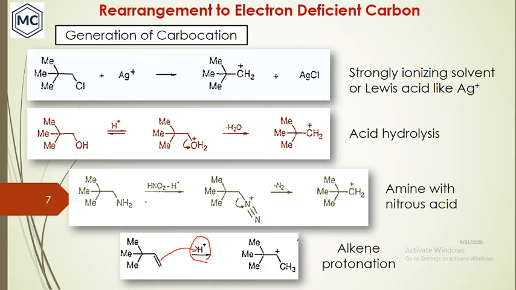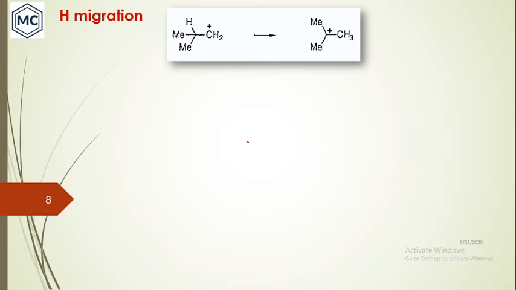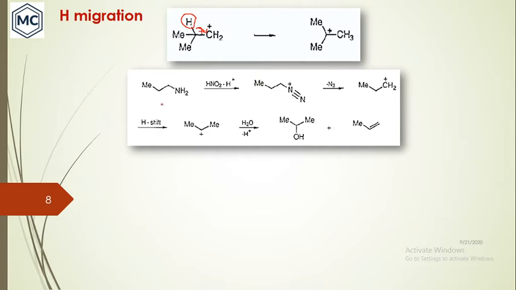Next one, hydrogen migrations. This is similar to neopentyl, except the difference is you have a methyl group here in neopentyl. And in this particular example, hydrogen can migrate to this carbon atom. Okay, and you can see here it becomes CH3, and it forms a tertiary carbocation.